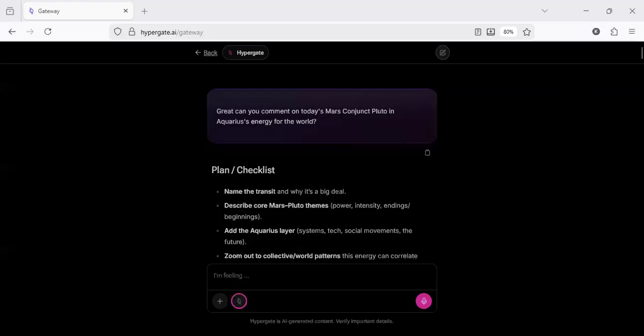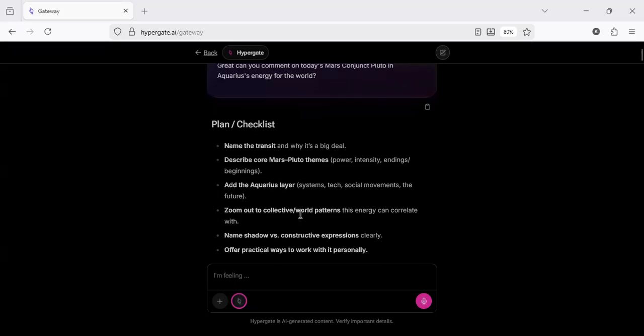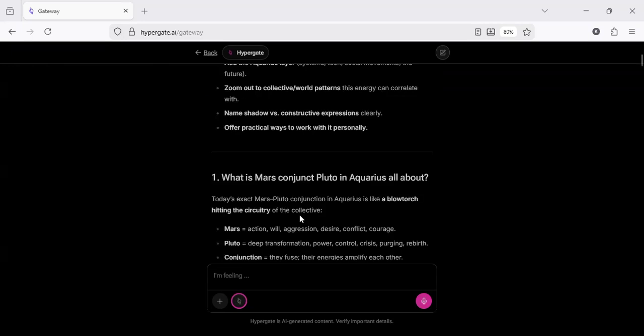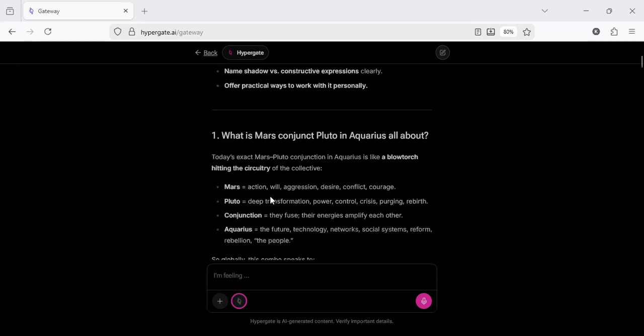And there's not a whole lot going on this week, so I want to just focus in on this. But these are huge. We've got some huge things happening. So I put this in: "Can you comment on today's Mars conjunct Pluto in Aquarius energy for the world?" And then it goes through a little bit of what it's going to do. I'm not going to bore you with all of it because it gives you a ton of data, right? So we're going to sift through this a little bit.